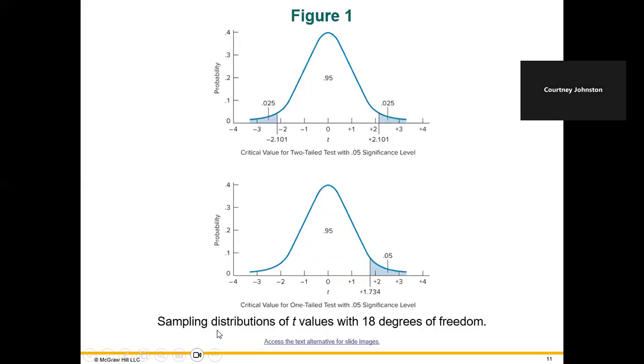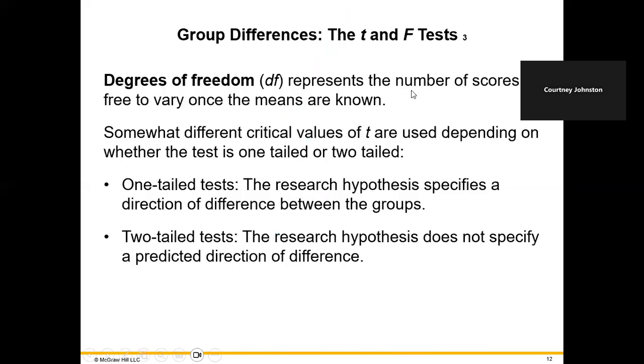These are the sampling distributions of t values, again with 18 degrees of freedom. You can see what the standard deviations are, and you can see the critical value here as well. There's an alpha level of 0.025 and an alpha level of 0.05 here. Again, that's something that can be run in JASP and then interpreted.